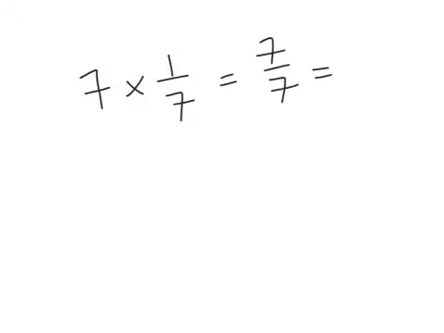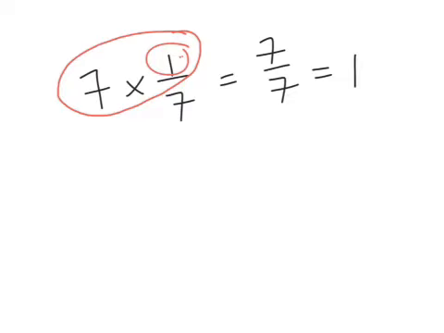Anytime you multiply a number by its reciprocal, you're going to get 1. So 7 multiplied by 1 over 7 is equal to 7 over 7, which is equal to 1. So how did you get that? Well, first of all, just let me change the color here. When I multiply a whole number by a fraction, I multiply the whole number by the number on the top of the fraction. So 7 times 1 is equal to 7. And the number on the bottom stays the same.